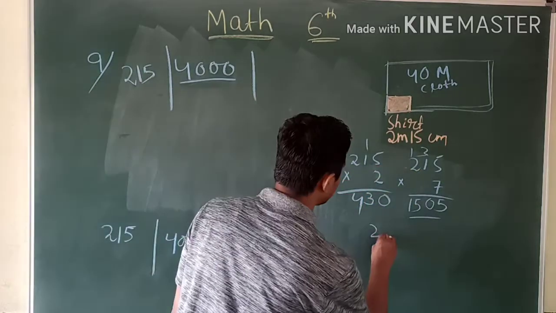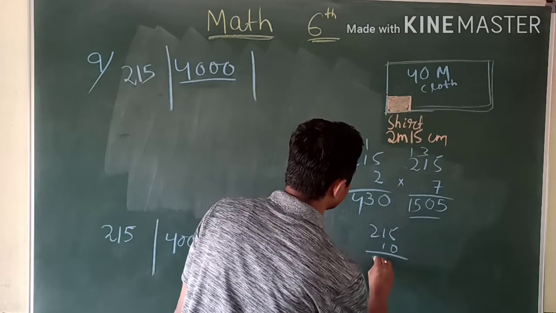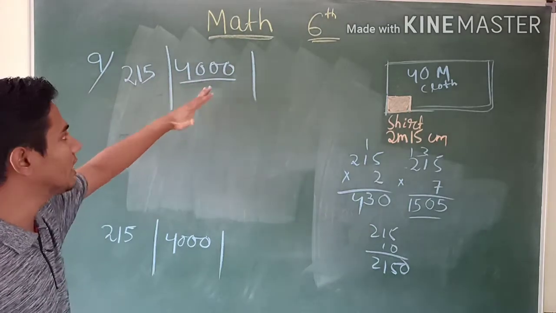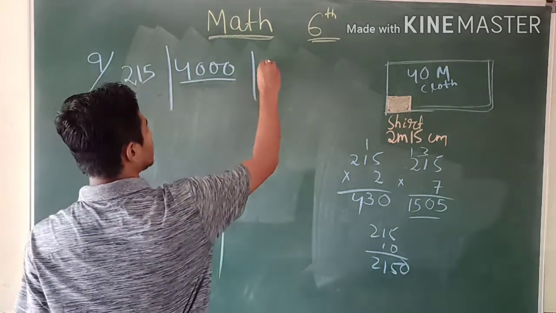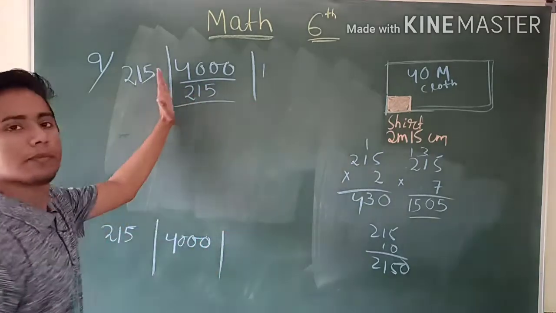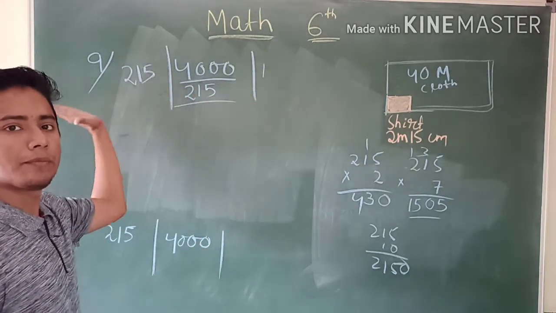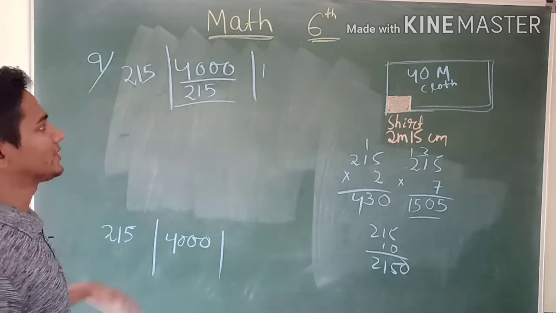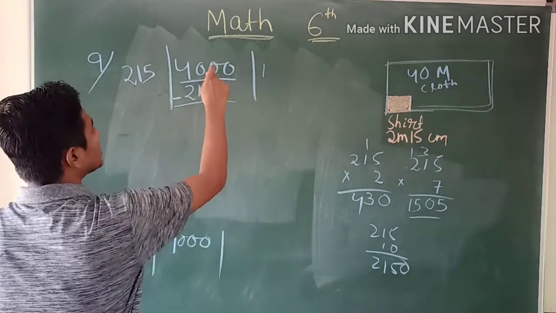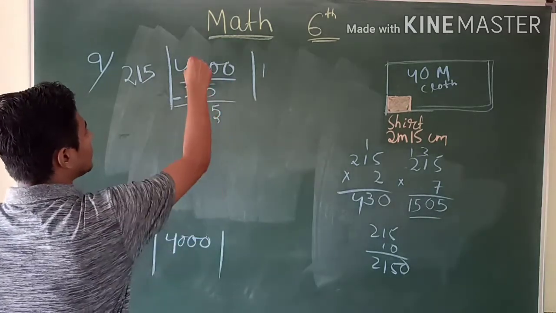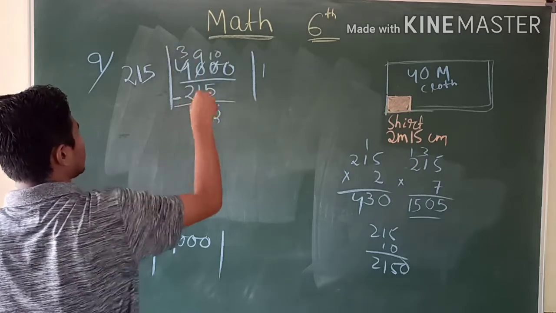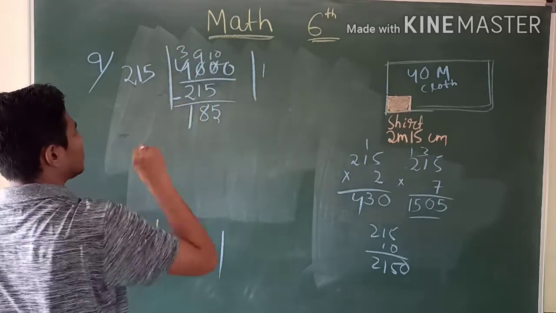215 into 2 is 430, 215 into 7 is 1505. If you multiply 215 by 10, you get 2150, which is less than 4000. So you take first 1. 215 into 1 is 215. You should write from the left side. So now subtract. Here what do you do? Subtraction. Am I right? 10 minus 5 equal to 5. Here it becomes 9, here it becomes 3. 9 minus 1 is 8. Then 3 minus 2 is 1, so 185.